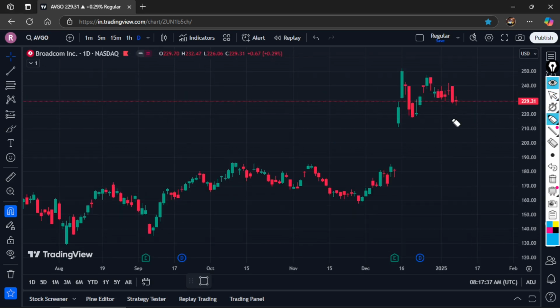In AVGO, you can also see that a triangle type of pattern is forming, but I'm not interested in this pattern. It is in a choppiness zone, and volatility is there, so rather than doing anything by selling, we are just going to wait here only.